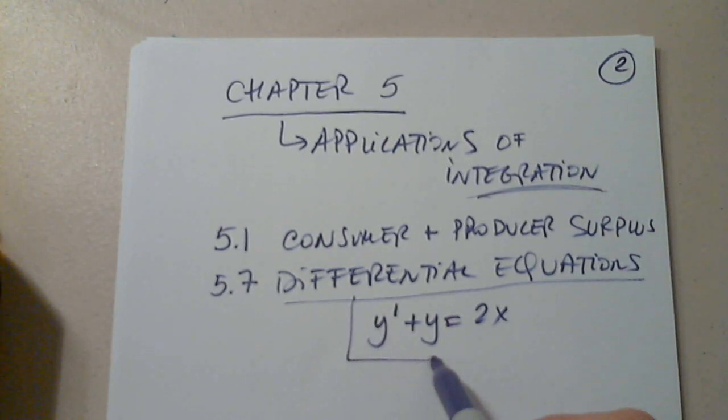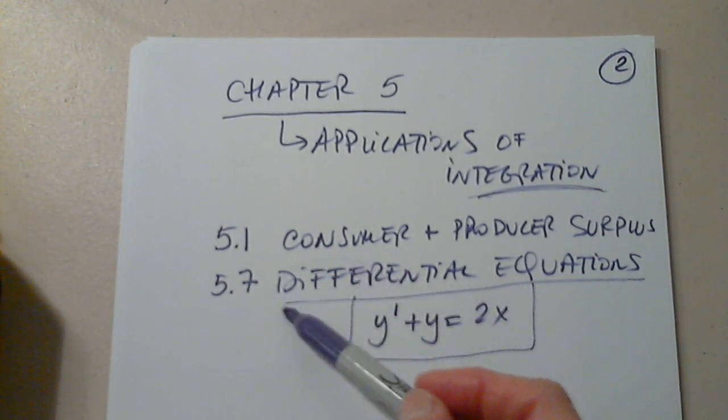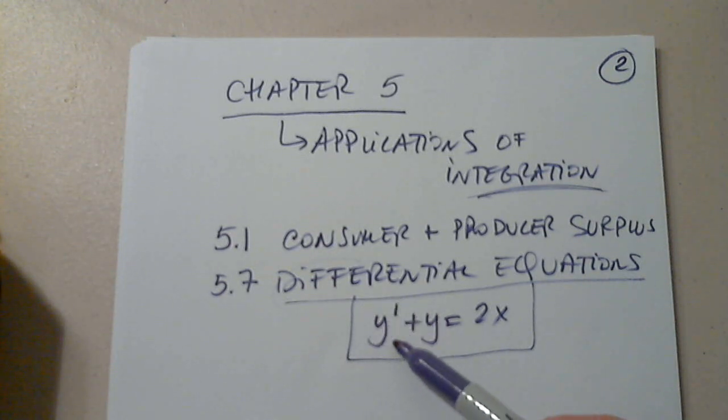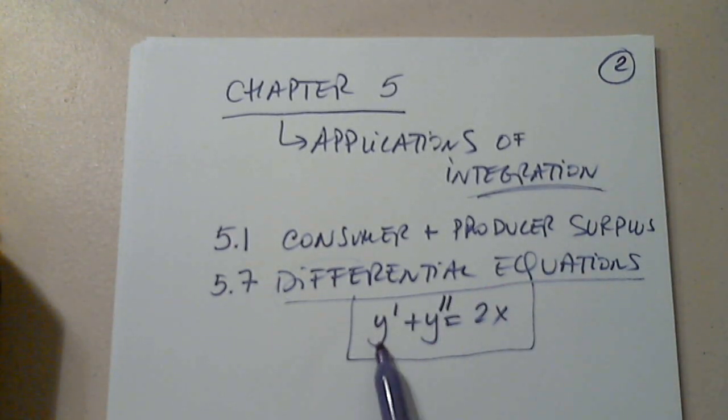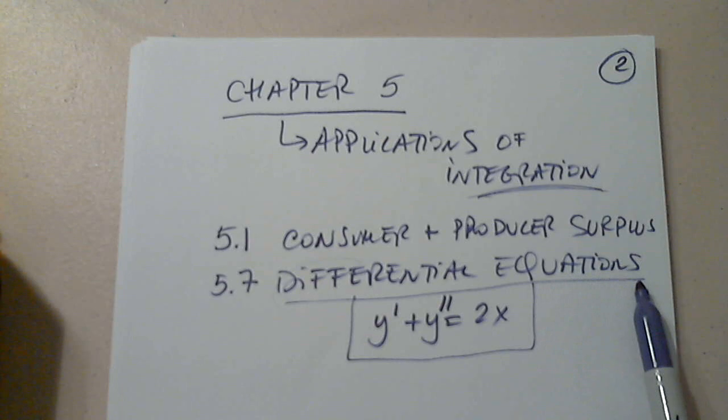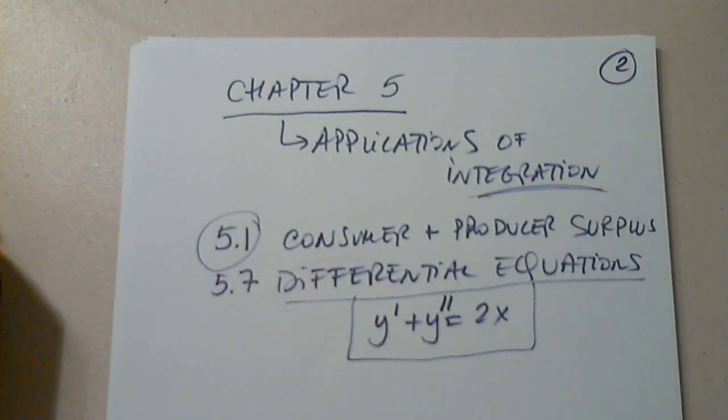So this is a differential equation. It has derivatives, one or more. I can change this and make it even more difficult. First derivative plus the second derivative equals 2x. This is an equation that has derivatives in it. Any equation that has derivatives in it is called a differential equation. But of course we're going to start with 5.1.